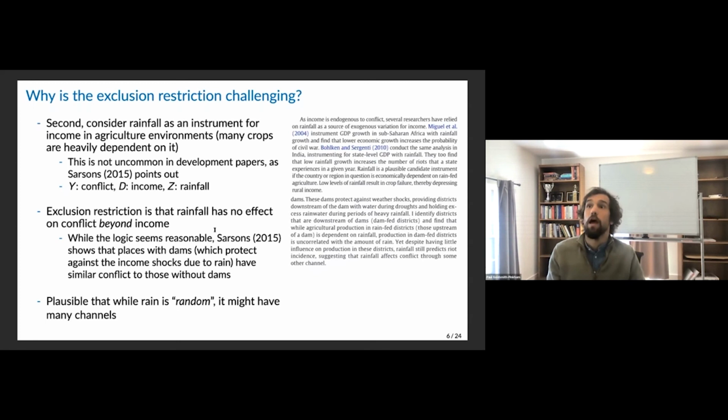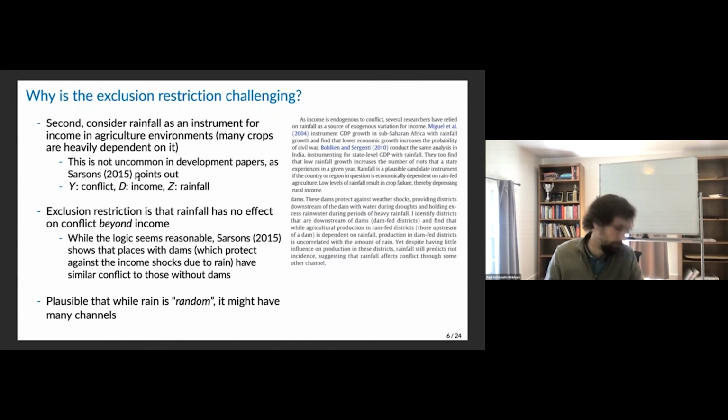However, what's interesting is we're going to talk about a second example where it's potentially a lot more challenging to believe the exclusion restriction, but also a lot of papers are written using this. There have been some papers that have considered rainfall as an instrument for income in agricultural environments. Crops are heavily dependent on rain, especially in a lot of developing countries and development contexts. Heather Sarsons has a paper in the Journal of Development Economics that talks about this.